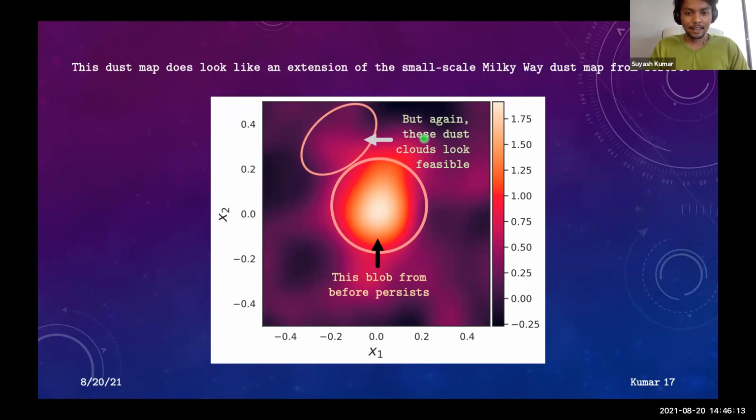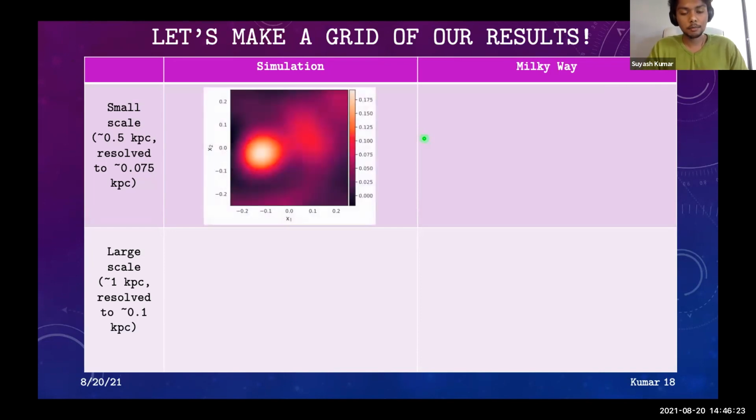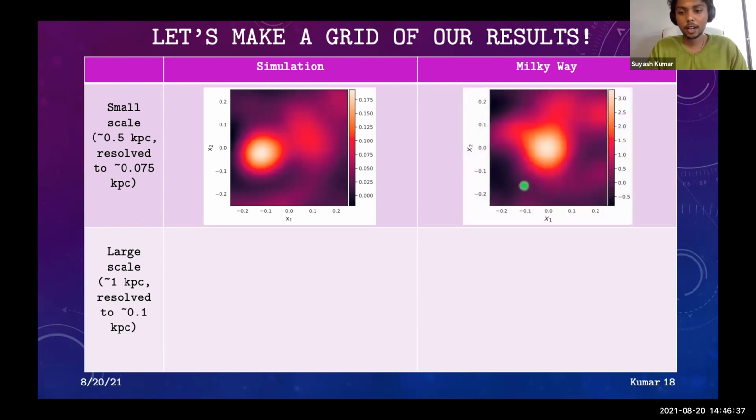So that said, we have covered a lot of dust maps, so it's a good idea to make a grid of our results to wrap our head around this journey that we took. We started out with a small scale simulation, roughly 0.5 kiloparsecs on the side, where we were able to get a predicted dust map that we were really happy with because it captured all the features. From there, we were confident and went on to create a Milky Way dust map across the same scale using Gaia data. This time, we got the central blob at the center, but apart from that, we still have some feasible dust clouds around it, which gives us some hope.